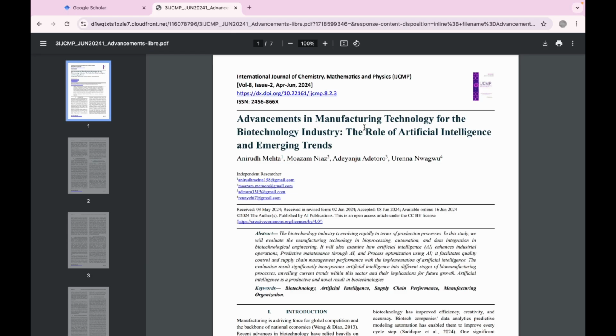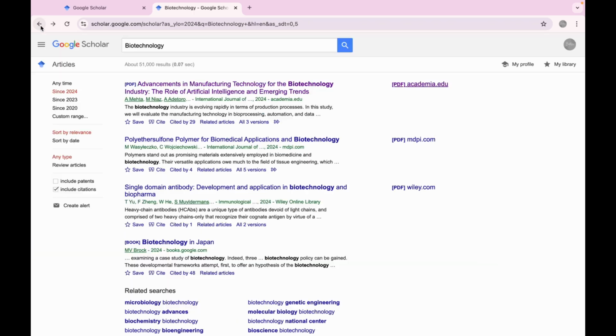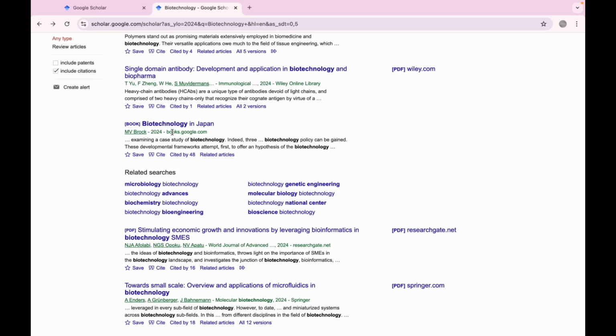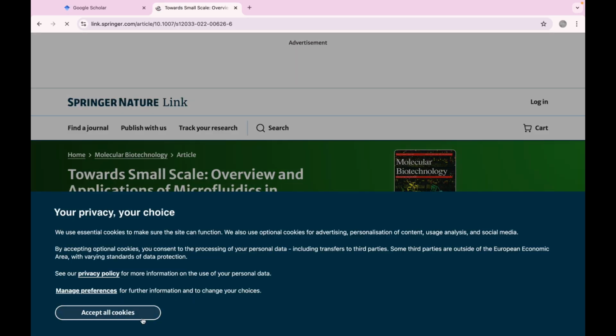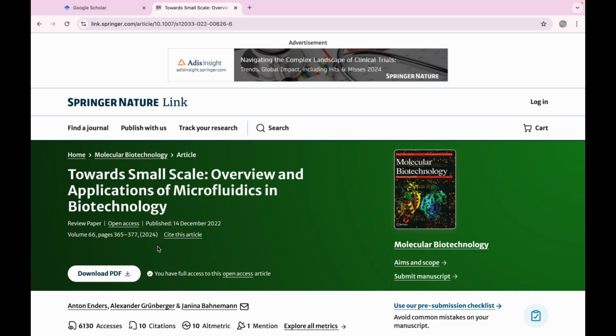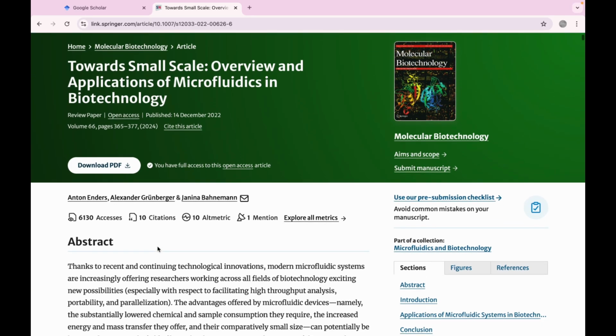Now, this is the role of artificial intelligence and emerging trends in manufacturing technology for the biotechnology industry. This is not something that is of my interest, but let's go towards small scale overview and applications of microfluidics in biotechnology. Microfluidics is a very emerging technology. It is trying to create organs on chip, and it is trying to actually mimic our vasculature system.